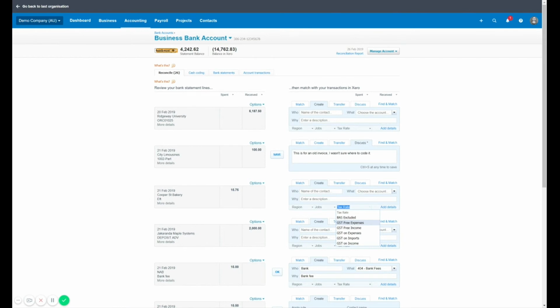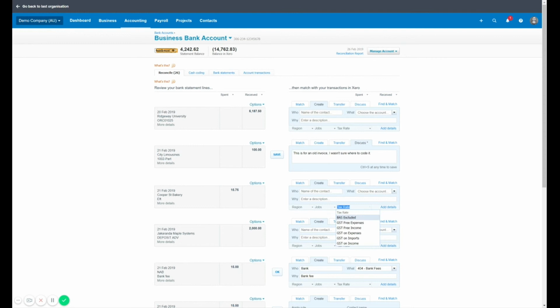One thing to note here, a lot of people confuse merchant fees and bank fees. So if you've got a EFTPOS terminal or you're being charged merchant fees by the bank, they are GST claimable. However, your typical account fees and interest charges, overdraft fees, things like that, they are GST free. Cool. Lastly, let's look at BAS excluded.